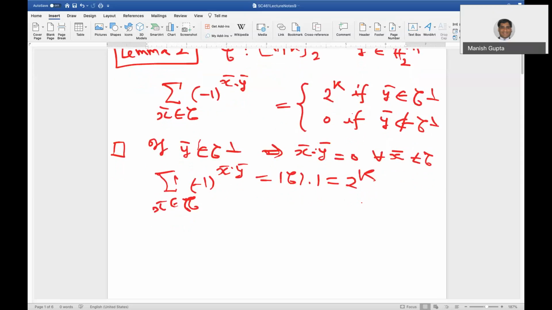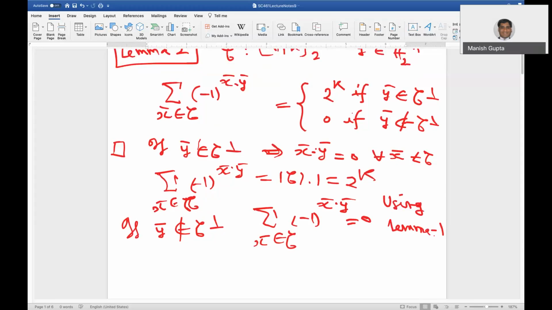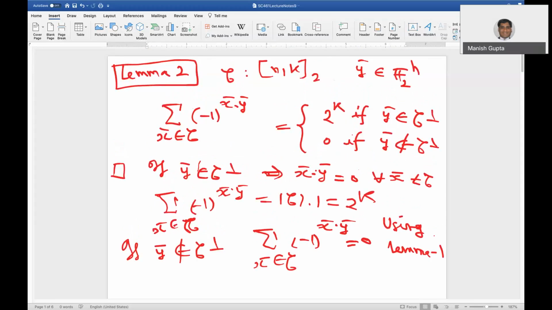Now the second case, we know that x dot y is equal to 0 or 1 equally often, right? As x runs over C. So this implies that the summation over x belongs to C of minus 1 raised to power x dot y is 0 using lemma 1. Okay, 0 and 1 are equally often. So this is the case.